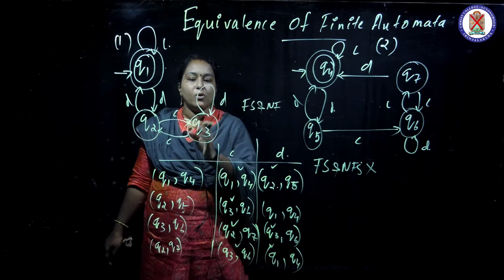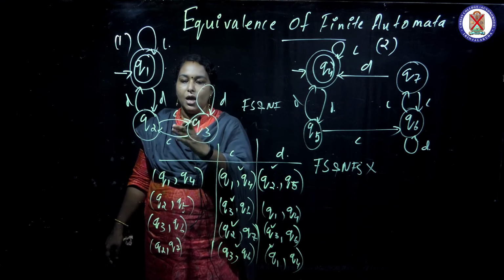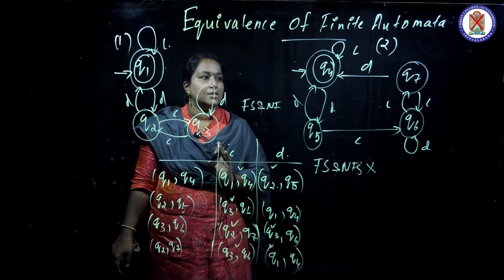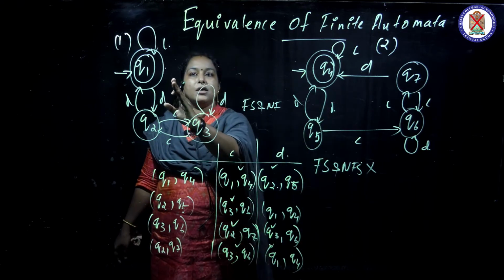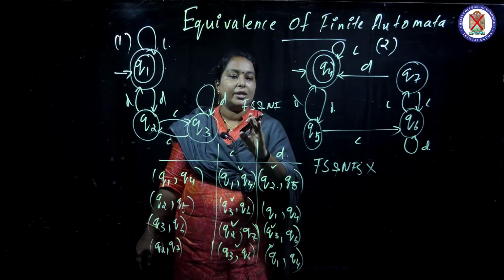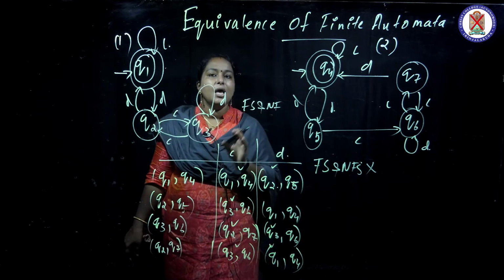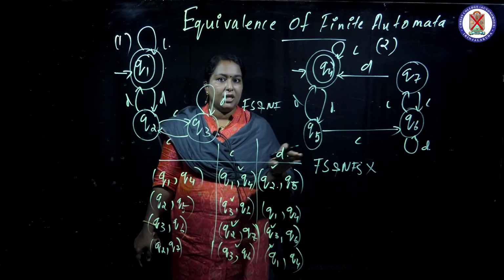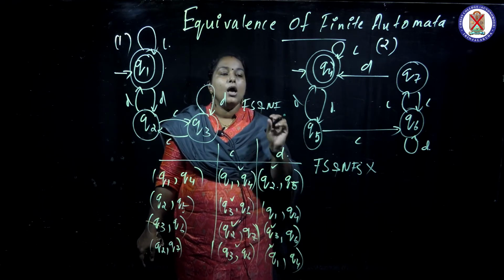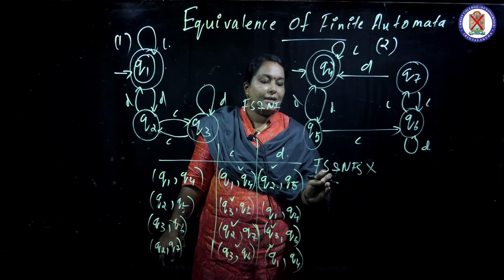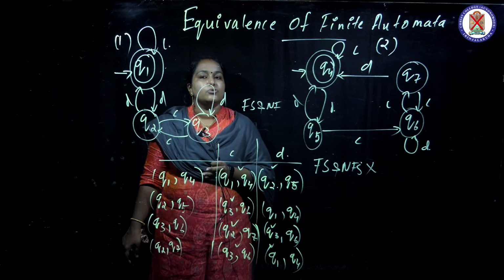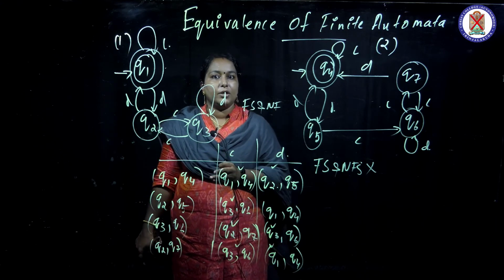Also check whether all states have been visited. Q1, Q2, Q3 have been visited, and here Q4, Q5, Q6, Q7. All states have been visited, and there is also no combination of a final state and a non-final state. Then these automata are said to be equivalent. If in either condition any state has not been visited, or if a combination of a final state and a non-final state comes, then these two automata are said to be not equivalent. Okay, thank you.